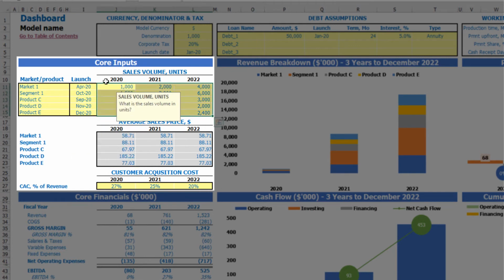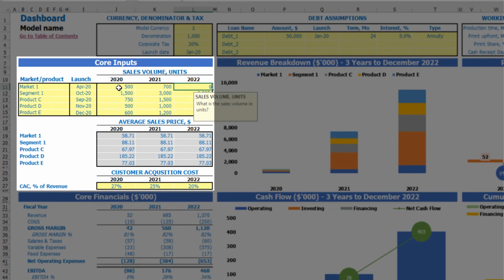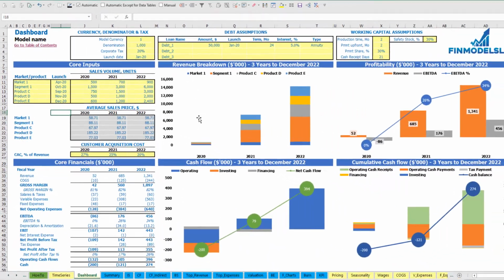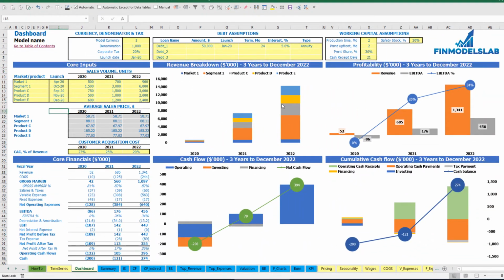You are able also to change your sales volume in terms of units by these markets or products. You can set it up, for example, 500 for the first year, then 700 and 900. Once you change these sales volumes, you can see immediately the charts with revenue, profitability will be changed. So it is connected with all the charts and core financials.